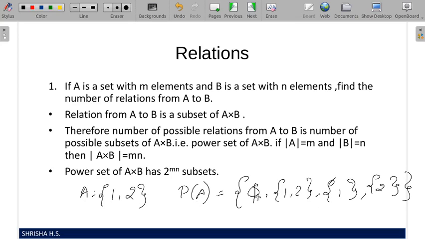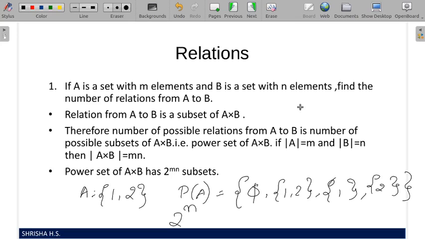How many are there? 1, 2, 3 and 4. So how many subsets are possible for a given set? If a given set has n elements, then 2 to the power of n subsets are possible. So the number of elements in a power set is 2 to the power of n. So this is about a power set.